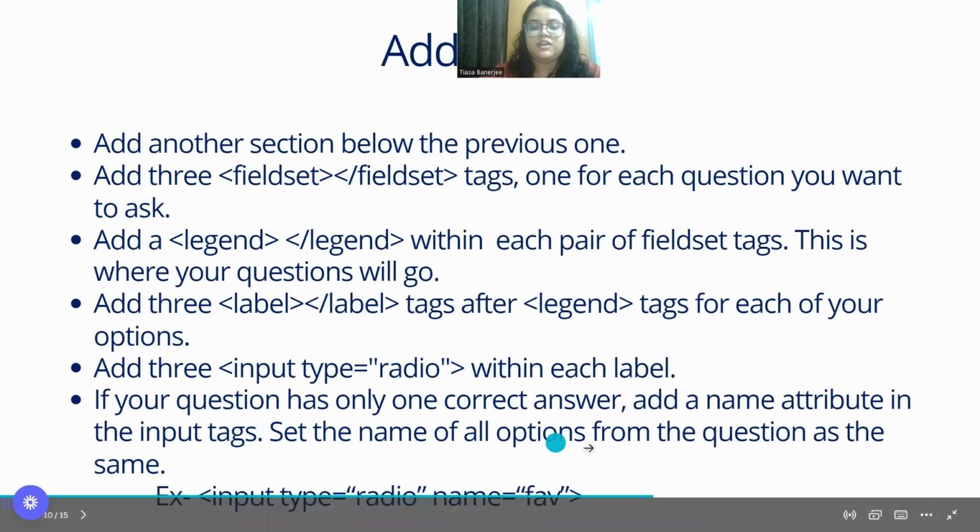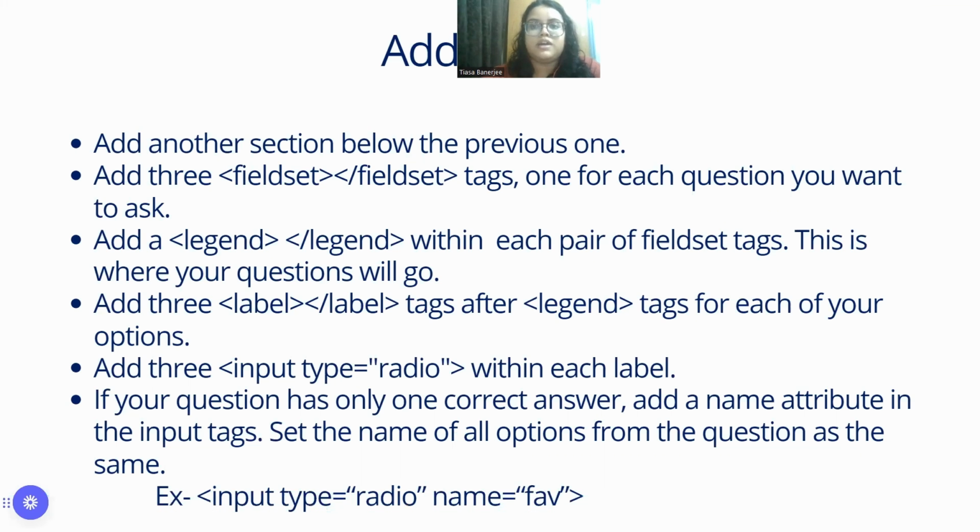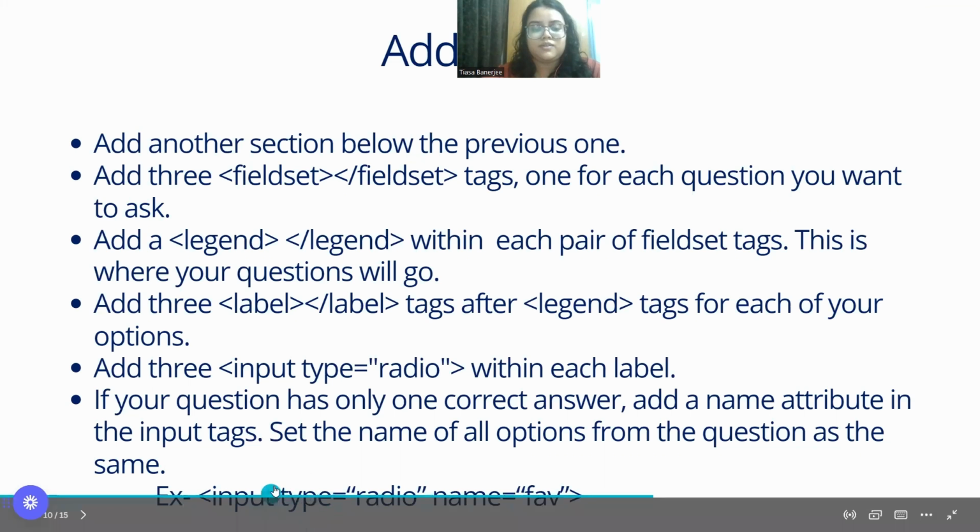If your question has only one correct answer, add a name attribute in the input tag. So your questions could be something like who are your favorite characters? Then you could have 2 or more answers. Then you need not do this. But if it's like who is your favorite character, you have to only add one. Set the name of all options from the question as the same. So you write name is equal to the same value for every option.